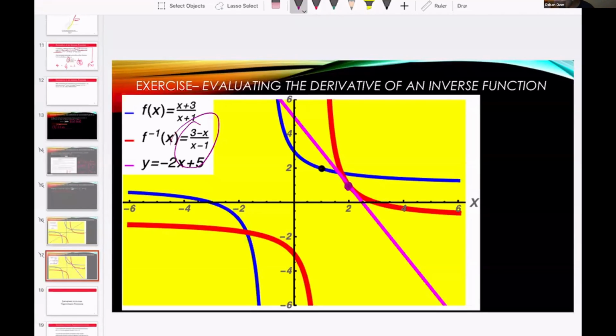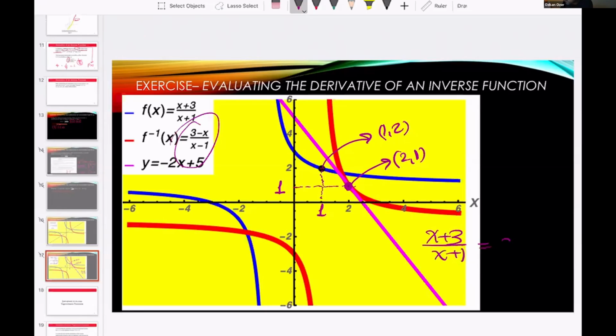So this point is (1, 2), and then this point is (2, 1). Okay. And apparently, (x plus 3) divided by (x plus 1) set to 2 has a solution x equals 1. You do it by yourself on a piece of paper. Okay, this gives you the solution x equals 1. In other words, f of 1 equals 2, and f inverse of 2 equals 1.